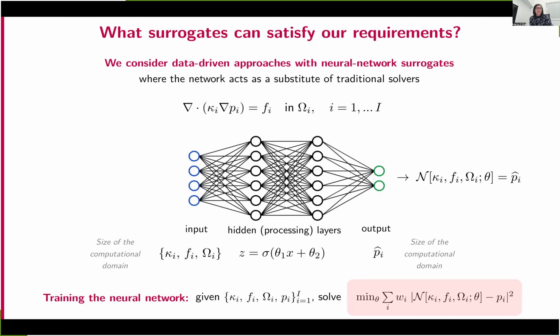Here I have an oversimplified slide with an oversimplified network. The reason why I'm showing this is just to set the ground for what I'm going to talk about after and describe basically the type of networks and the type of training that we consider. We consider, in a way, fully data-driven approaches where we're given data of input-output pairs for a system. And our goal is to find a network that fully reproduces the solver behavior.